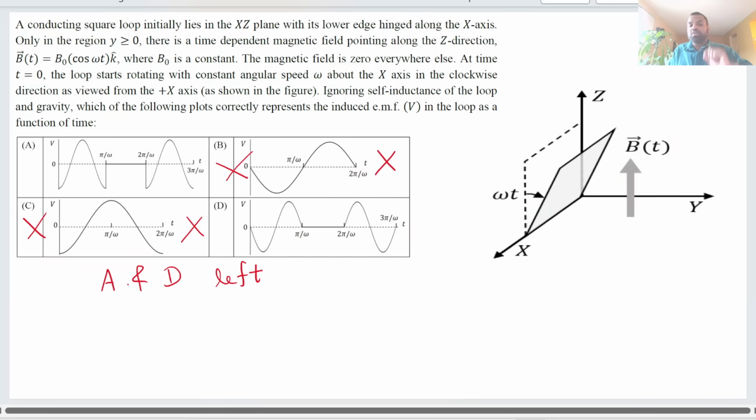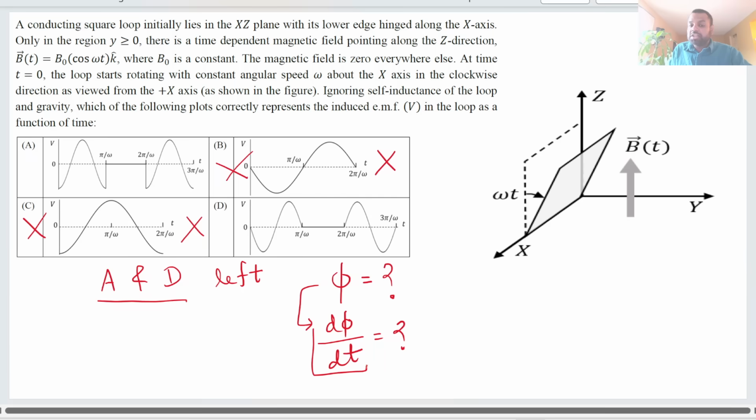Now we are going to select which one is correct between A and D, right? So let's now calculate phi. Phi is question mark. And then we will calculate d phi by dt, right? From here, from phi, d phi by dt is equal to mod of v, right? It will give us an idea what should be the voltage, right?